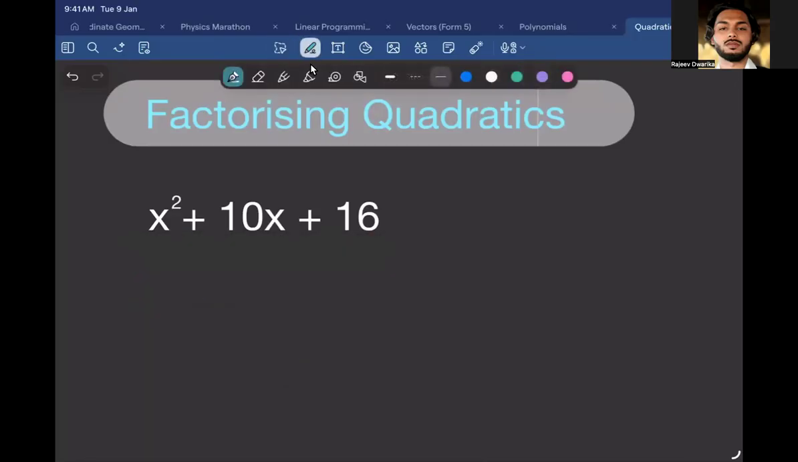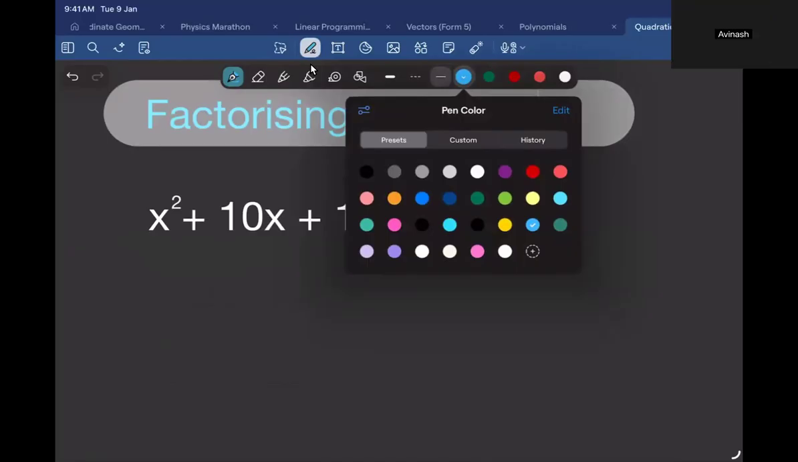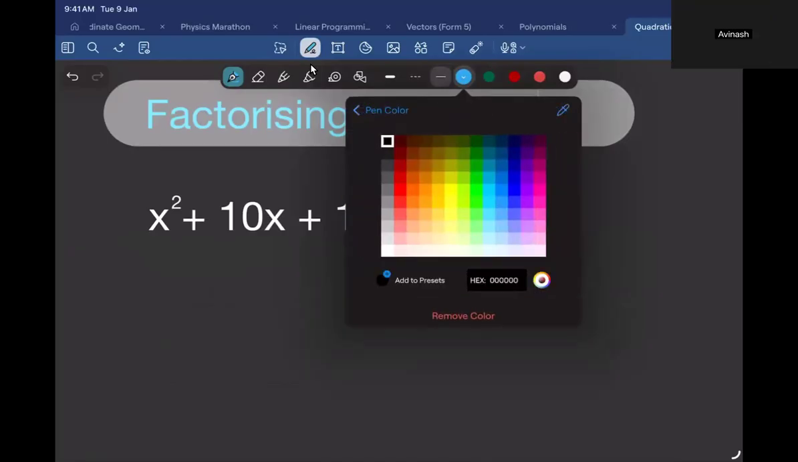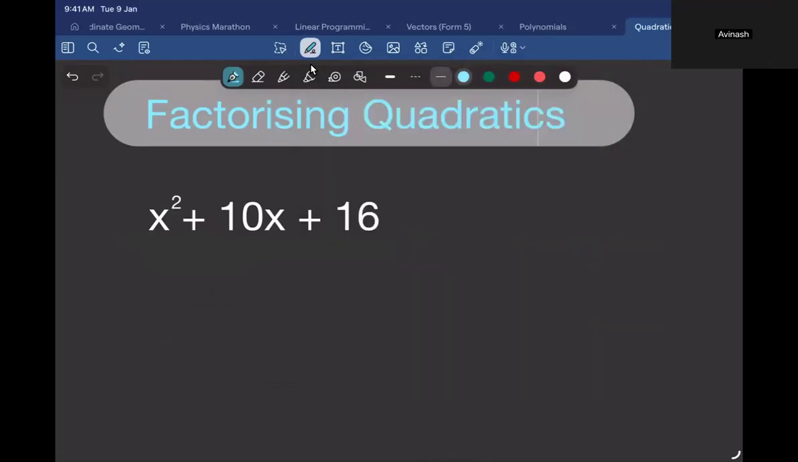So Avinash, I showed you two methods on how to factorize a quadratic, didn't I? Yes, sir. Okay, let me just get a refresher. The first one is extremely simple and the other one is the AC method. We typically use the AC method when the coefficient of x squared is not 1. Avinash, in this example, what is the coefficient of x squared? One. Okay, so it's very simple then.